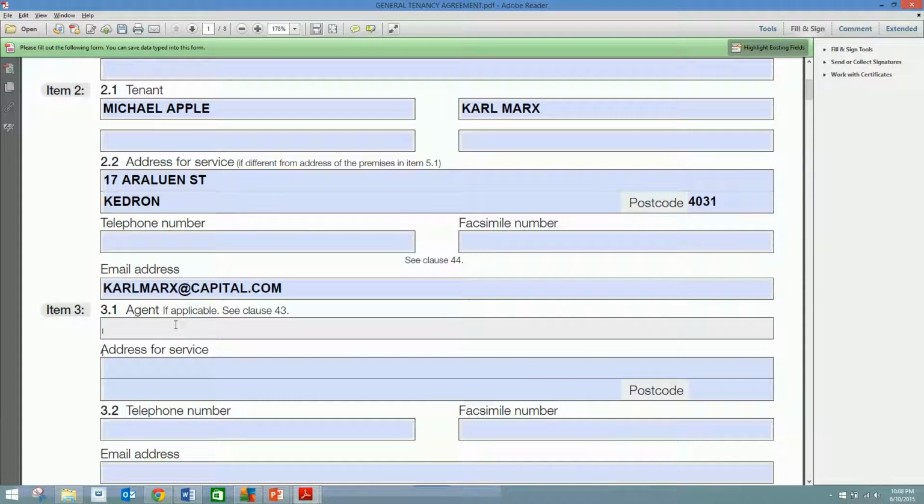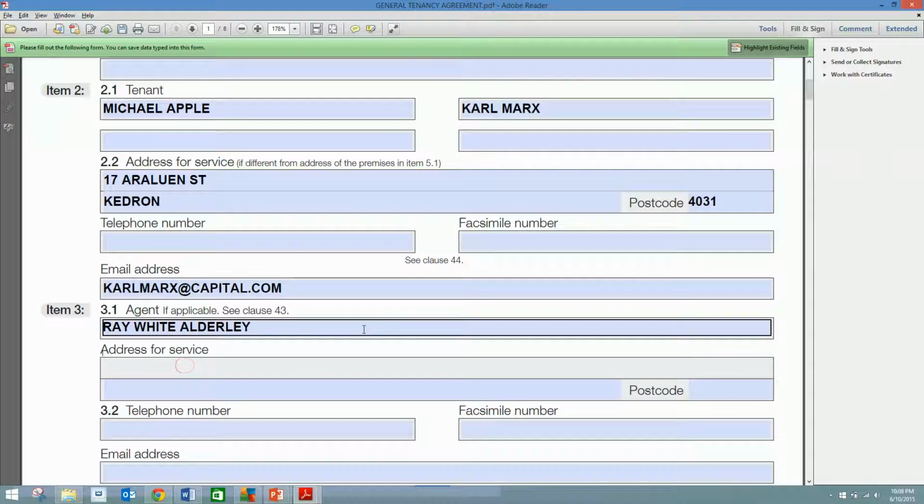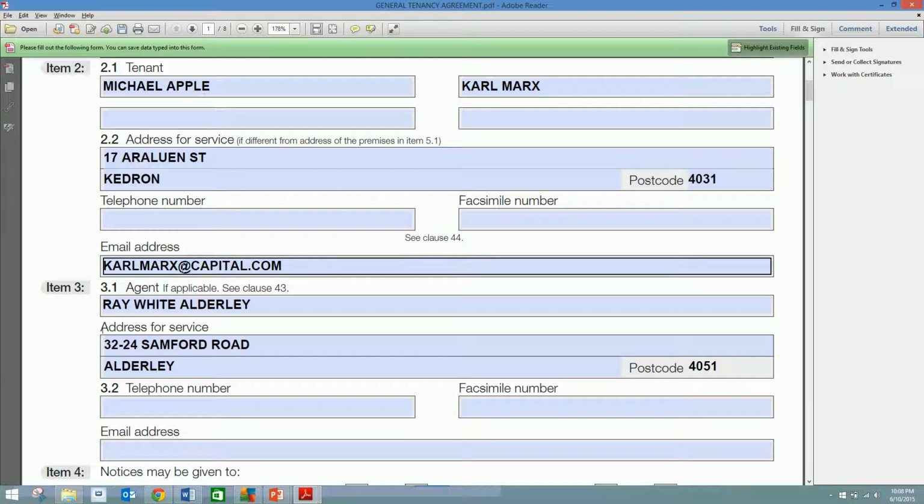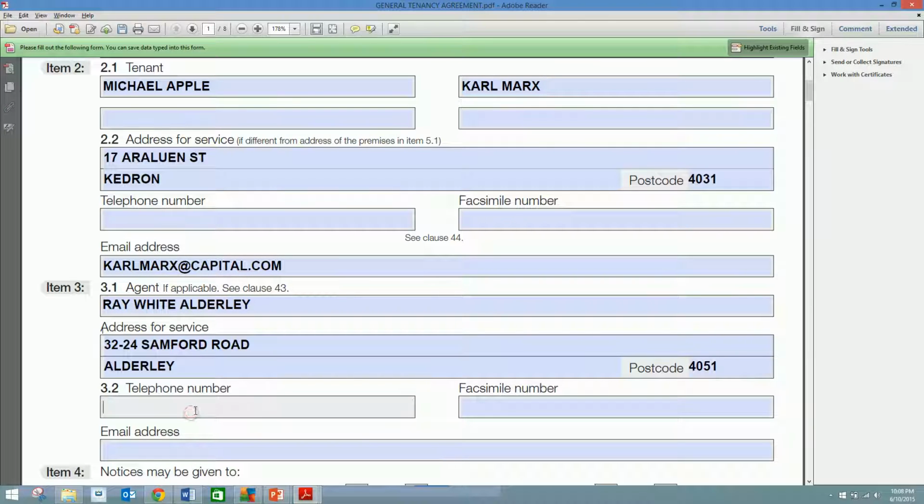So the agent responsible is, we're repeating the same information, it's Ray White Alderley, and the address, again, it's 32 to 34 Sanford Road, Alderley, 4051, and the phone number.